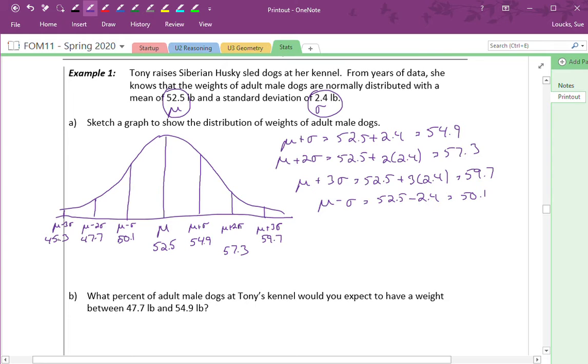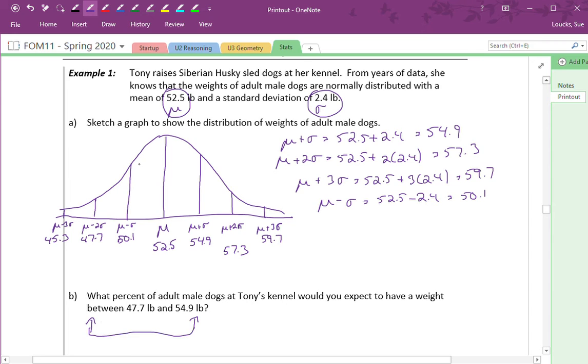I would flip over, but I'd have to stop the video again, and I don't want to do that. Okay, what percent of adult male dogs at Tony's kennel would you expect to have a weight between 47.7 pounds and 54.9 pounds? So 47.7 pounds is here, and 54.9 pounds is here. I'm pointing up at the graph up there.